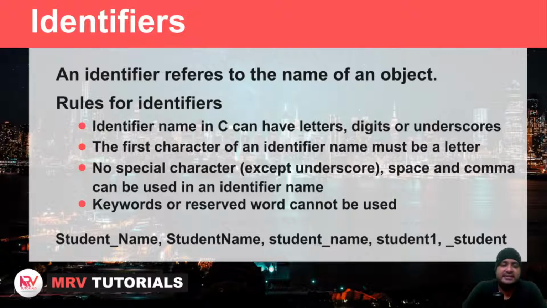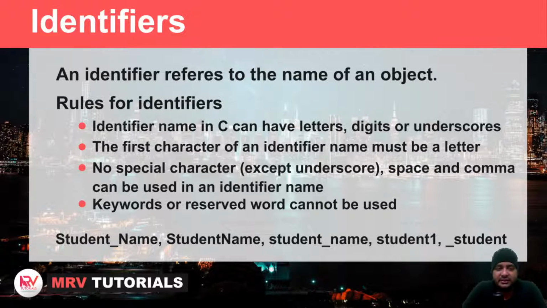So there are certain things which have to be followed for defining an identifier. The identifier has to follow certain rules while giving a name to your identifiers, right? So what are those things?